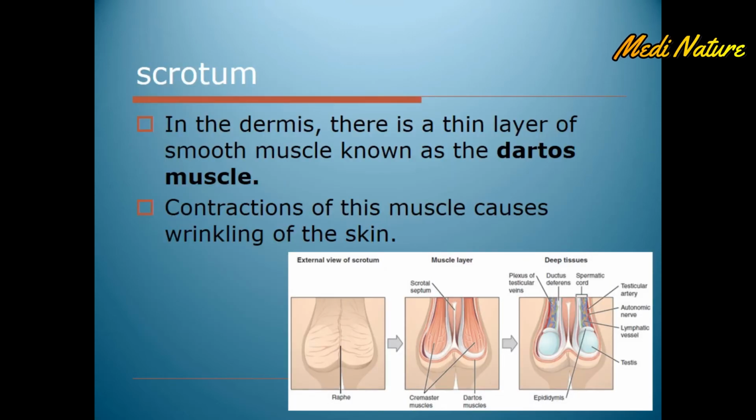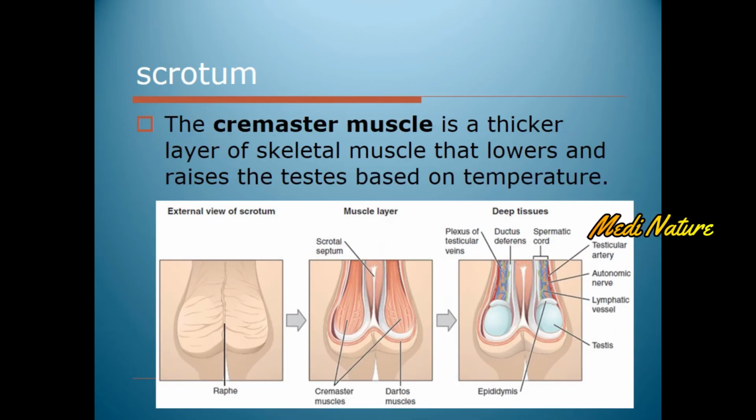In the dermis of the scrotum, there is a thin layer of smooth muscles which is known as dartos muscle. The contraction of dartos muscle is involved in wrinkling of the skin of the scrotum. There is another layer of skeletal muscles in the scrotum wall, that is cremaster muscles, which is a thicker layer of skeletal muscles and which is involved in lowering and raising the testes based on the environment temperature. This is important for the protection of sperms which are in the testes during high temperatures.